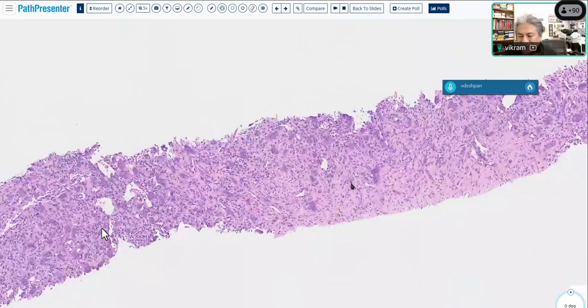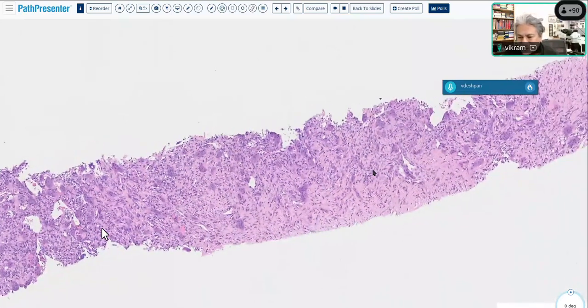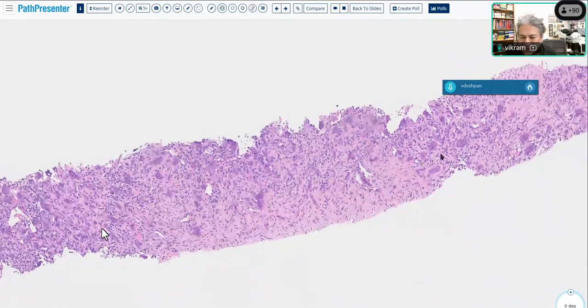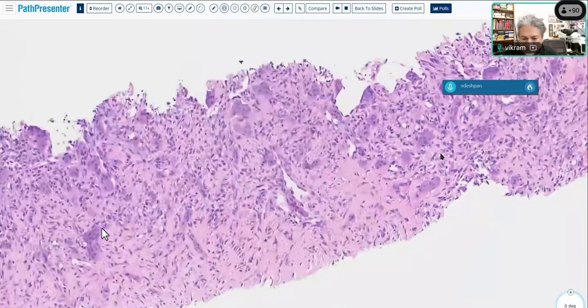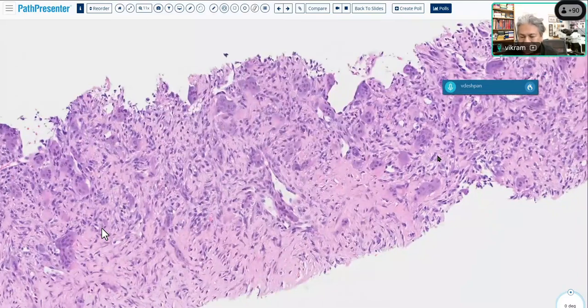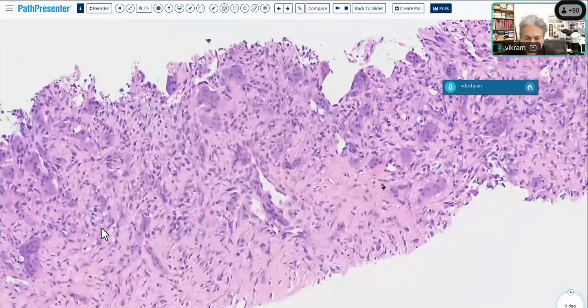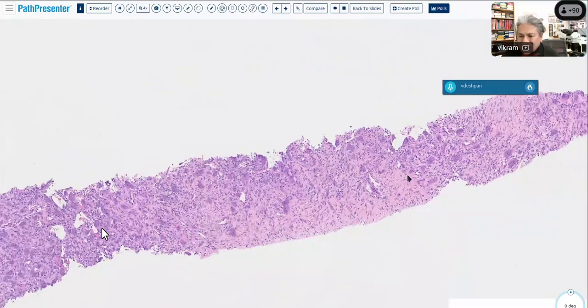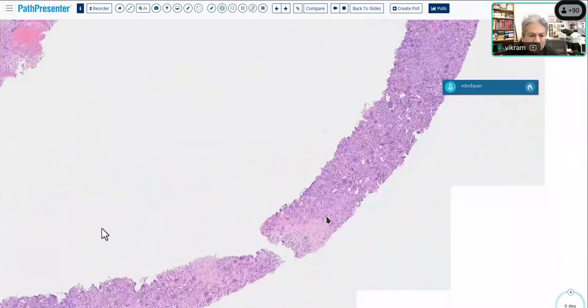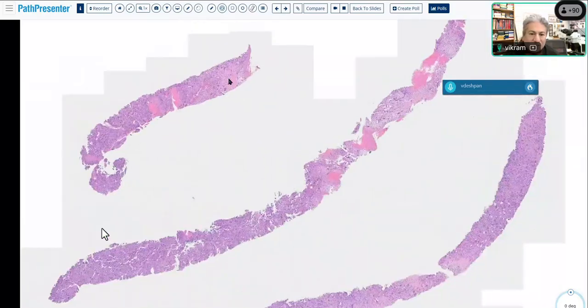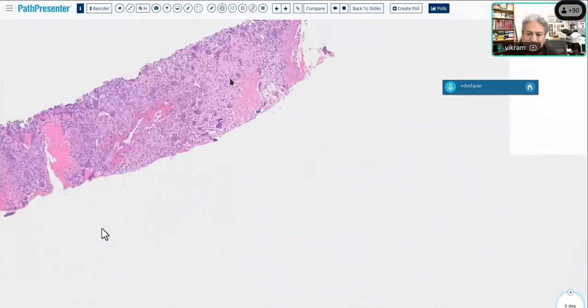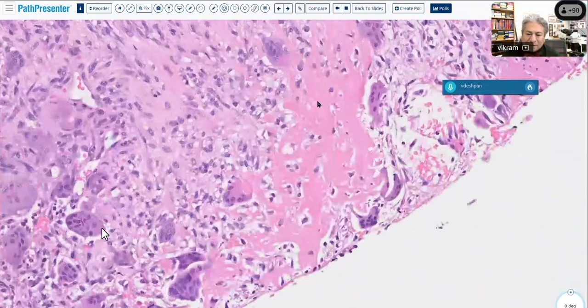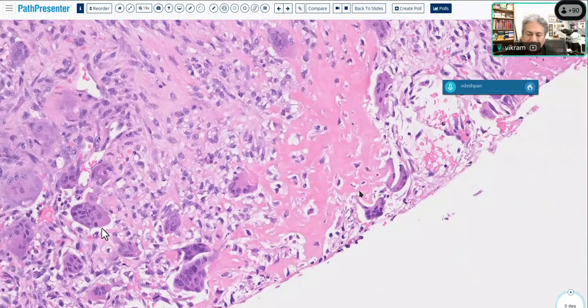So I think I can see folks saying that it's not Ewing's. I agree with you. Ewing's is a round cell tumor, very cellular. All we are seeing here is these bland spindle-shaped cells and these osteoclast-type giant cells, right? And so a lot of people have seen a giant cell tumor, but I did want to show you this area where there was bone production. You see that? And that sort of got us worried.